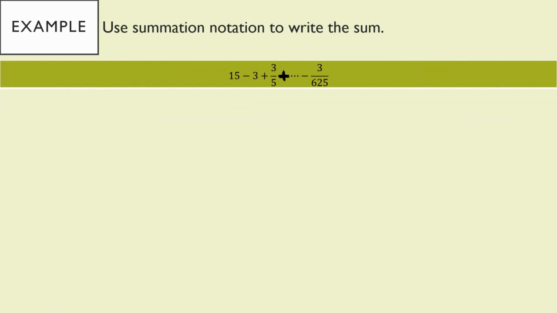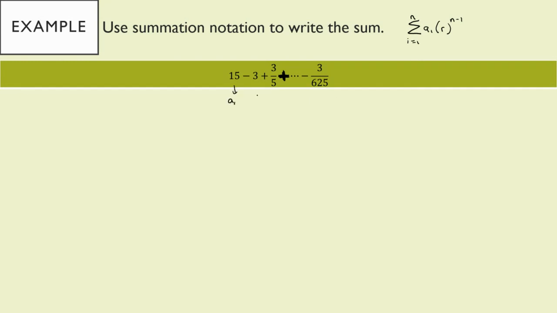Okay, so this one's a tricky one. It says use summation notation to write the sum. So we have to write it in summation notation, which means that we need to figure out how many terms we have. That's the tricky part. So our summation notation that we want to write this in is i equals 1 to n, a_1 r to the n minus 1. The thing is, we don't know what n is because we don't know how many terms we have.